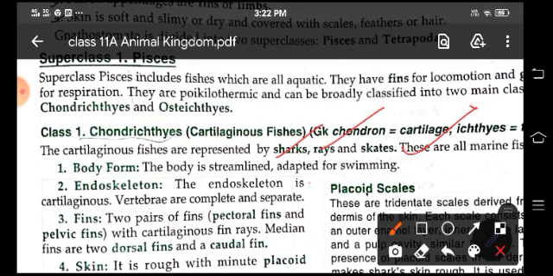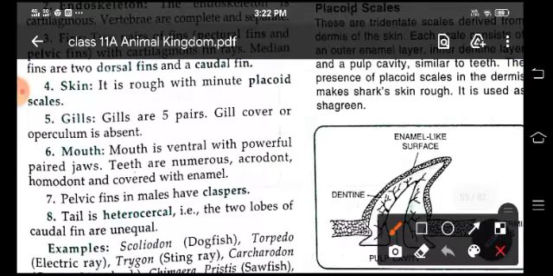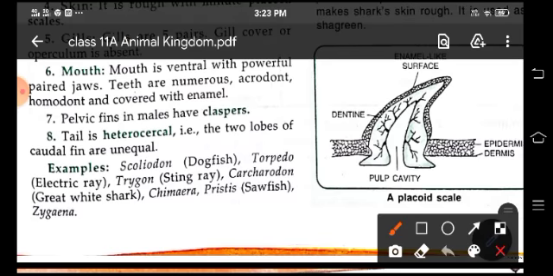Their body is streamlined, which is adapted for swimming. Endoskeleton is cartilaginous. They have two pairs of fins. Skin is rough with minute placoid scales. They breathe by gills. Operculum is absent. Pelvic fins in males have claspers and tail is heterocercal, that means it is divided into two unequal lobes of caudal fin. And the examples are Scoliodon, Torpedo, Trygon, Chimaera, Pristis.